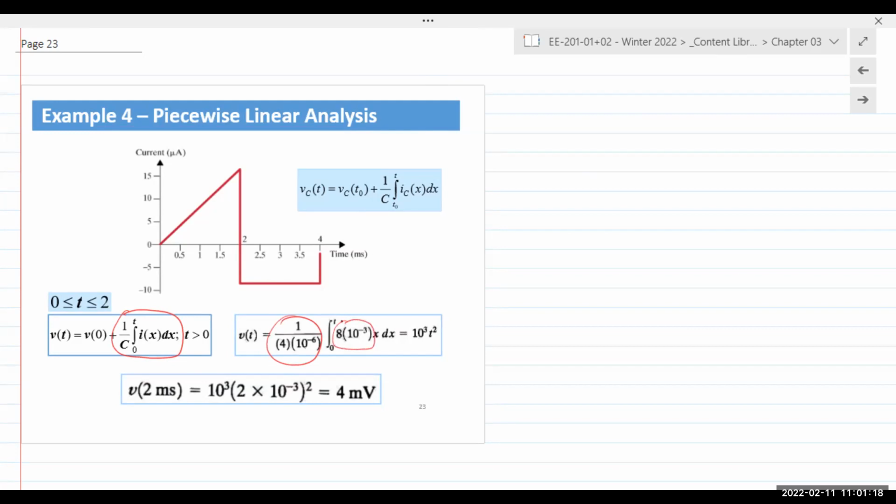Expression for 0 to 2: 8 into 10 raised to -3, integral of t. You solve it and you plug in the limits 0 to t. So you get t squared times 10 cubed, so 1,000 t squared. Now, here's the thing that I wanted to point out. That's for the first time interval. That's math. We'll look at the math, I'll post it on Canvas. You can look at the steps. And again, all engineering students, I would expect that you'll be able to solve integrals and derivatives.